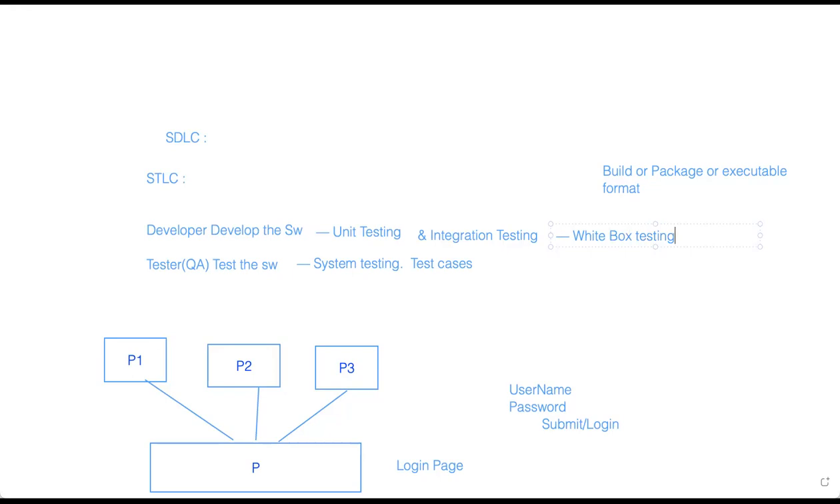Okay, so unit and integration testing is also known as white box testing because they know what they have written inside. White box testing will be done by the developers, because they know what they have written inside the application. When it comes to system testing, we don't know what is there internally, we don't know the code or the internal logic, but still we are testing the software based on the requirements. So that is called black box testing.